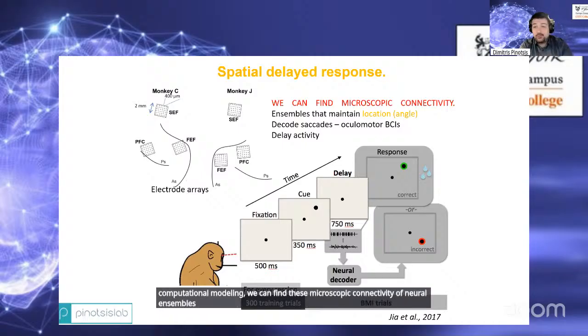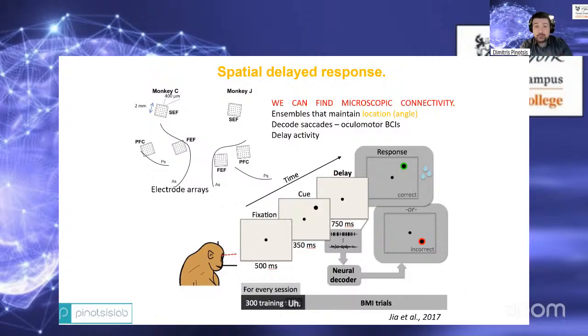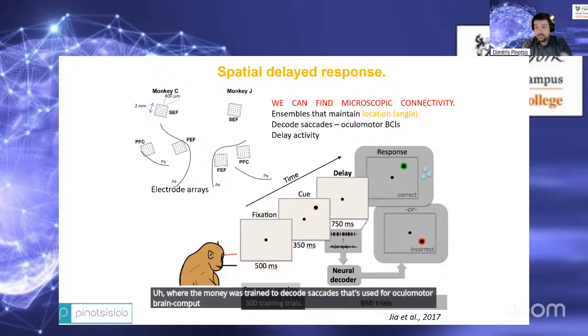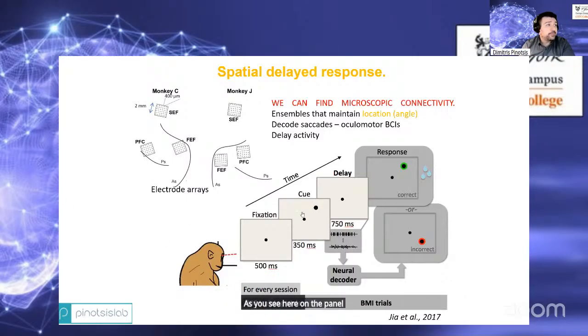The data I will show you is an old data set from MIT, from Miller's lab, where the monkey was trained to perform saccades, which is used for decoding in oculomotor brain-computer interfaces. It's a useful thing to train the monkey on. So what is the paradigm? Very simple. The monkey will respond with a saccade, which means it first fixates. There is a cue, as you see here on the panel, at a certain location in the visual field, at a certain angle in this case.